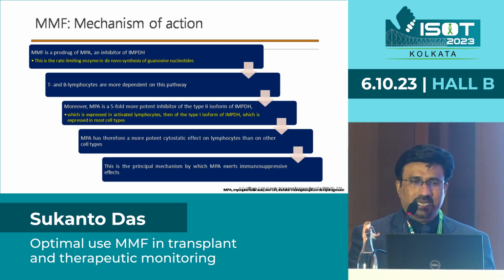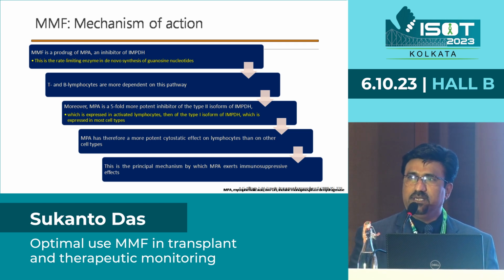How does it work? It works at a rate-limiting step in the de novo biosynthesis of guanosine nucleotides by inhibiting the enzyme IMPDH, or inosine monophosphate dehydrogenase. IMPDH type 2 is the enzyme most specifically inhibited by this drug. This is a very important enzyme because de novo biosynthesis takes place more importantly in lymphocytes. Most other cells in the body have a salvage pathway. So it's the potent cytostatic effect of MMF on lymphocytes that is the principal mechanism of action.